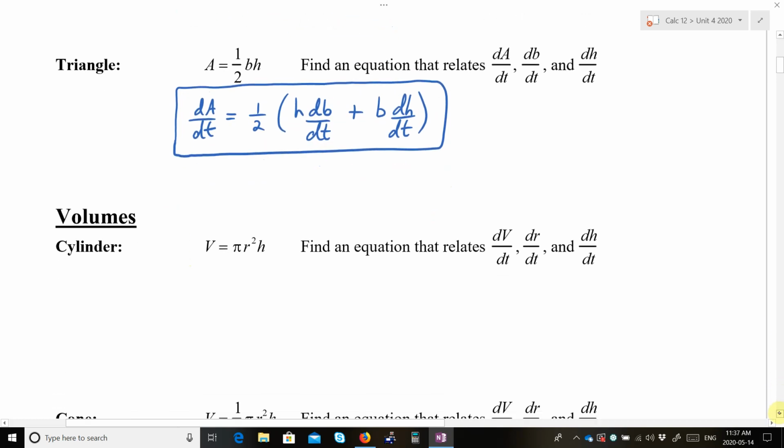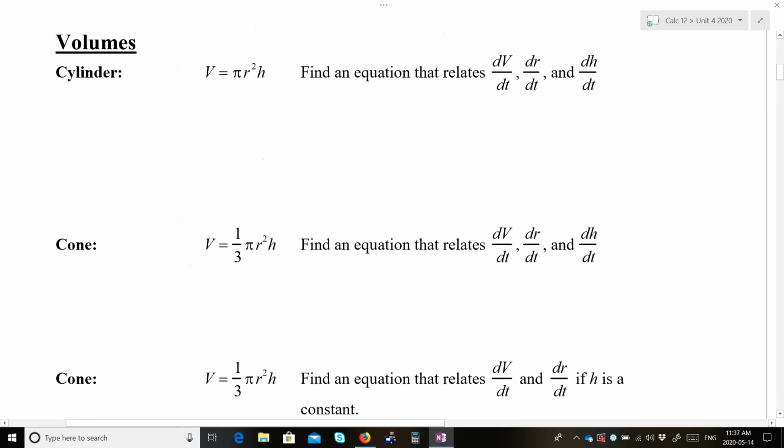Then we can look at some volumes. Volume of a cylinder is pi r squared h. So again, you see two variables there, r and h. Find an equation that relates dV/dt, dr/dt, and dH/dt. So the derivative of V is 1 dV/dt. We could leave the pi constant out front if you want, and then do the derivative of this part.